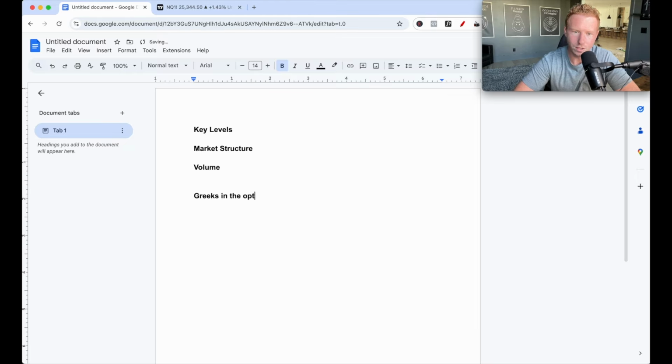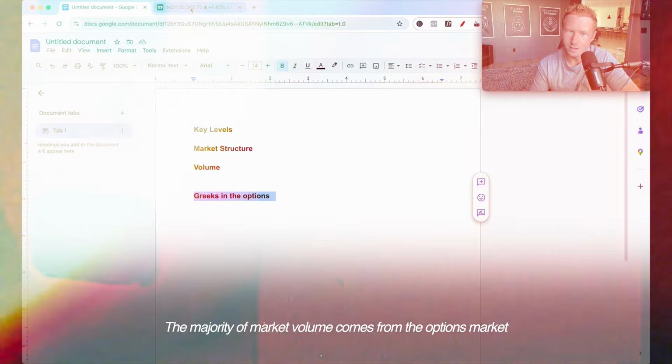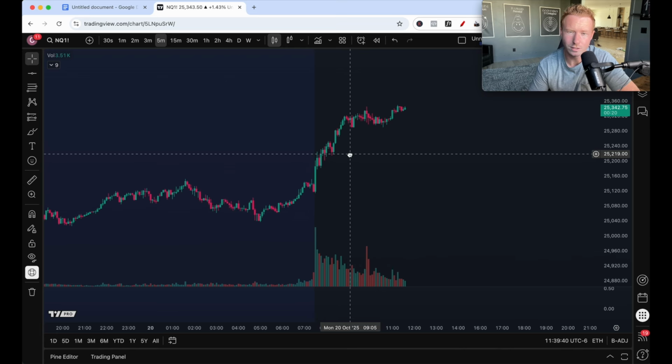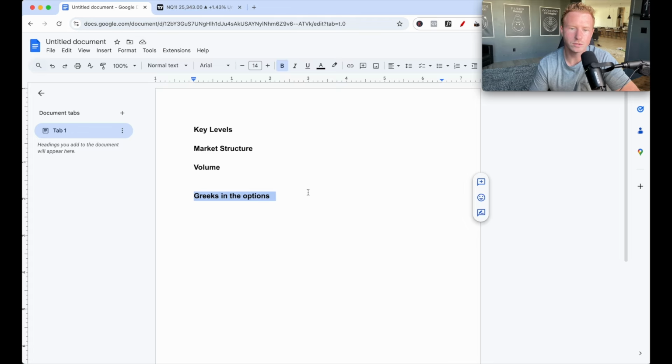Keep in mind, I trade NASDAQ futures, but I get all my levels for the NASDAQ on QQQ, which is the mirror of NASDAQ futures, the regular stock. The reason this is important is that options is what actually moves the market. The majority of market volume comes from the options market. It's not from NASDAQ futures. Only about 20% of the volume comes from NASDAQ futures. So options is what truly moves the market.